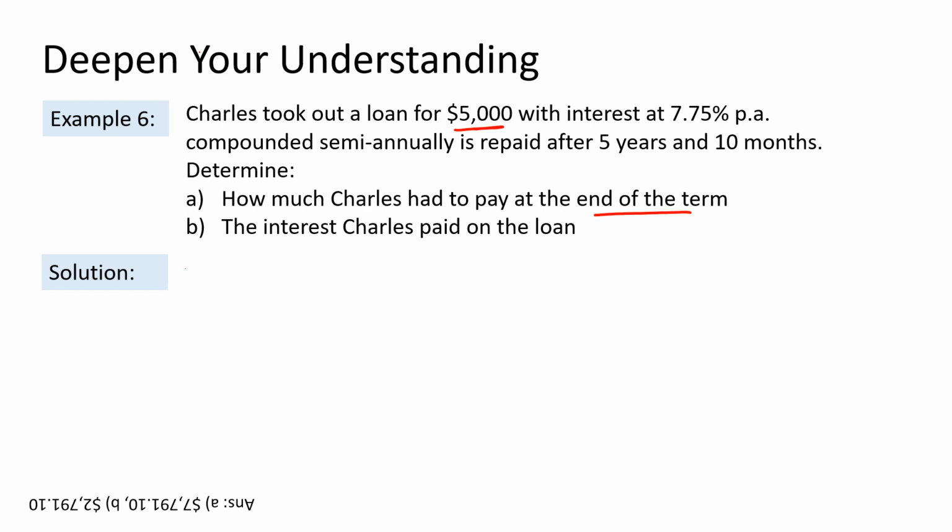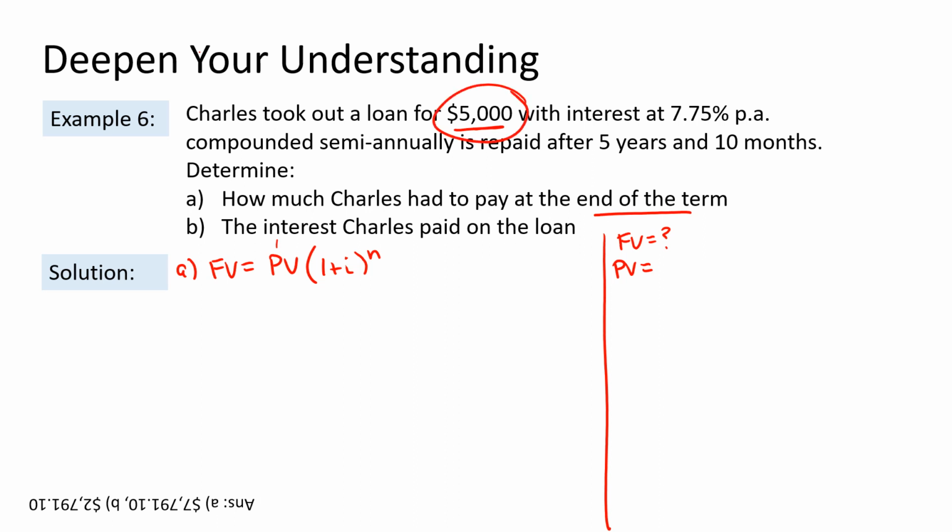So we're starting with our future value formula once again. And that's equal to our present value times 1 plus our periodic rate of interest I to the exponent n. Once again, with my sidebar here, we don't know what the future value is. That's what we're trying to determine. We do know the present value because we know what we started with, which was a $5,000 loan. So our present value is $5,000.